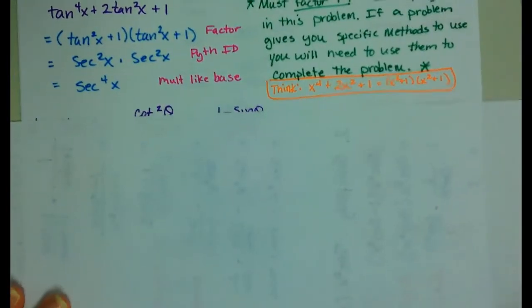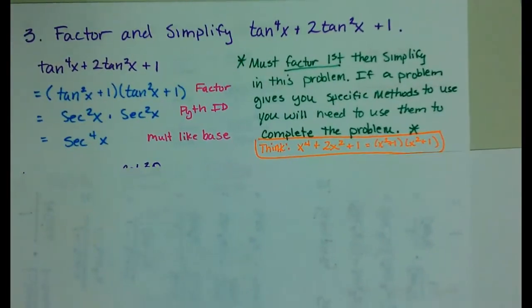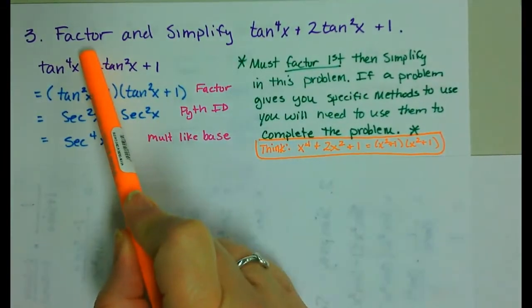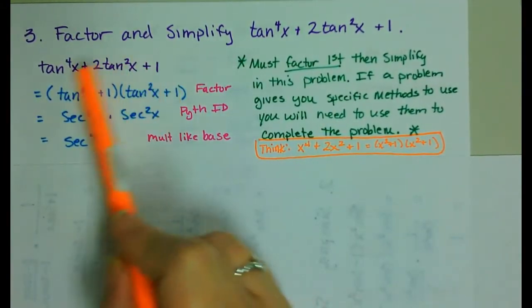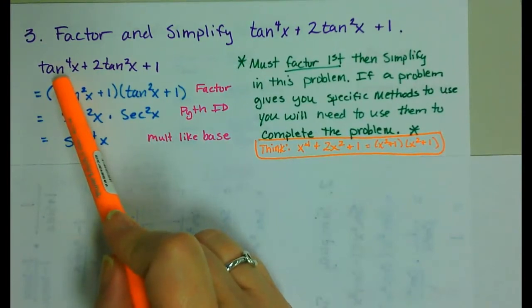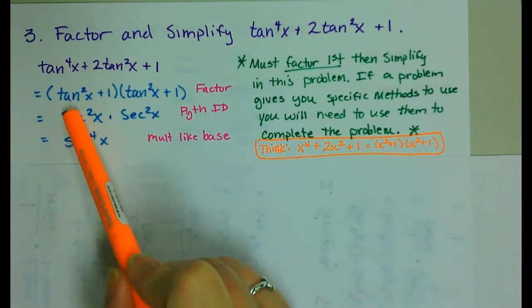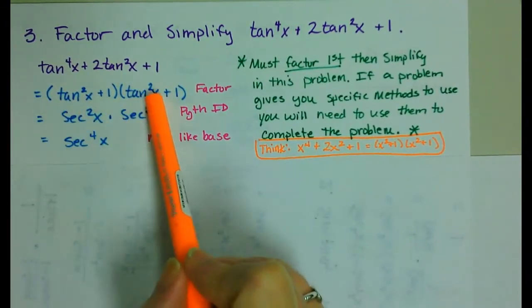All right, so then the next one says to factor and simplify. And so factoring must happen, and I would do that first. So this trinomial, tan to the 4th x plus 2 tan squared x plus 1, is a perfect square trinomial, and it factors to tan squared x plus 1, tan squared x plus 1.